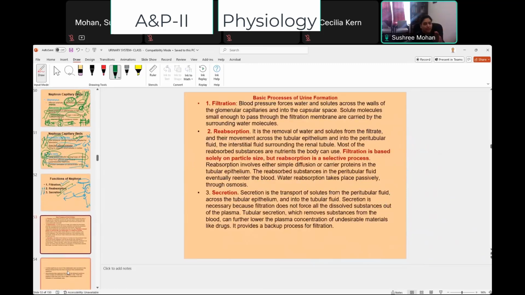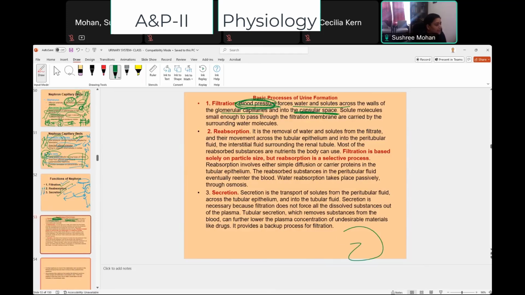Whatever I explained to you, all of that is mentioned over here. Filtration, we'll just go over it briefly. Blood pressure, I told you this is the pressure gradient. It will force the water and solutes across the walls of the glomerular capillaries and into the capsular space.